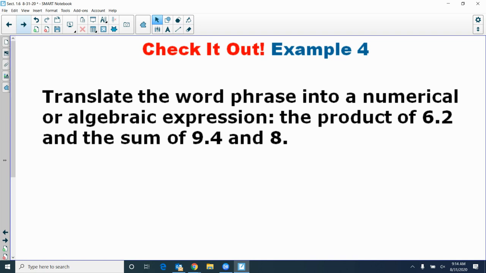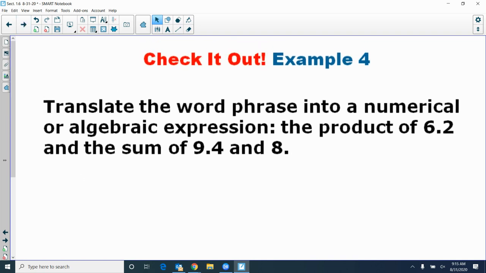A lot of times on guided notes, I leave a little bit for you to fill in. How do we do that? Product means multiply, and sum means add. So how do I indicate this? Don't write this down yet. If you do this, multiply would be a dot. That is wrong.